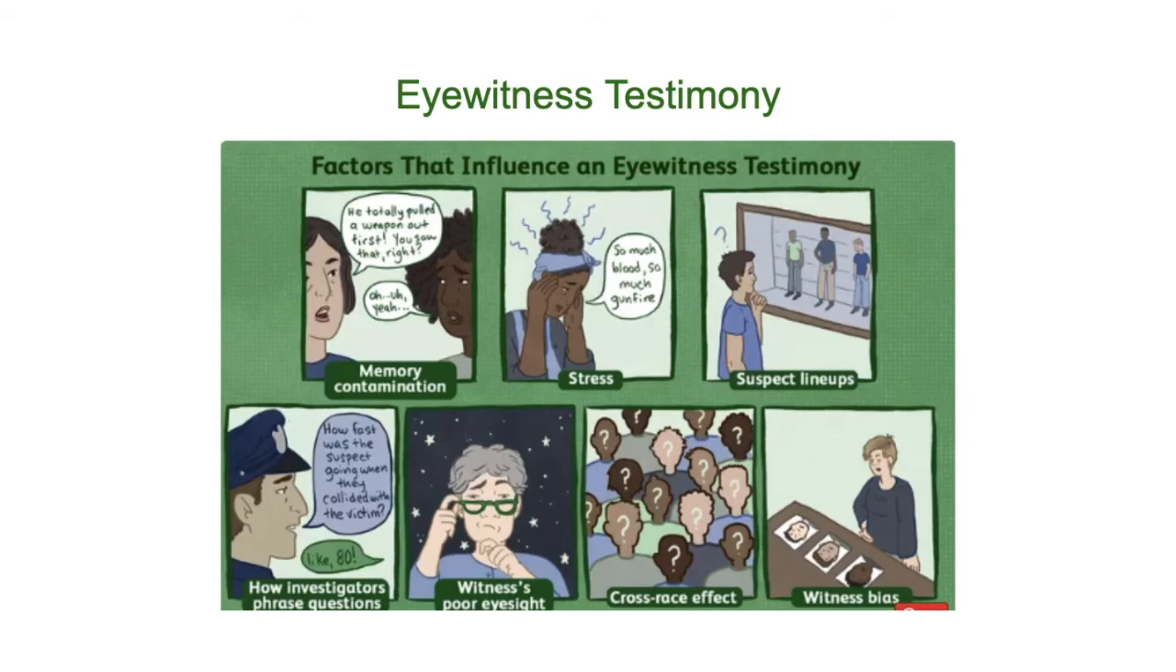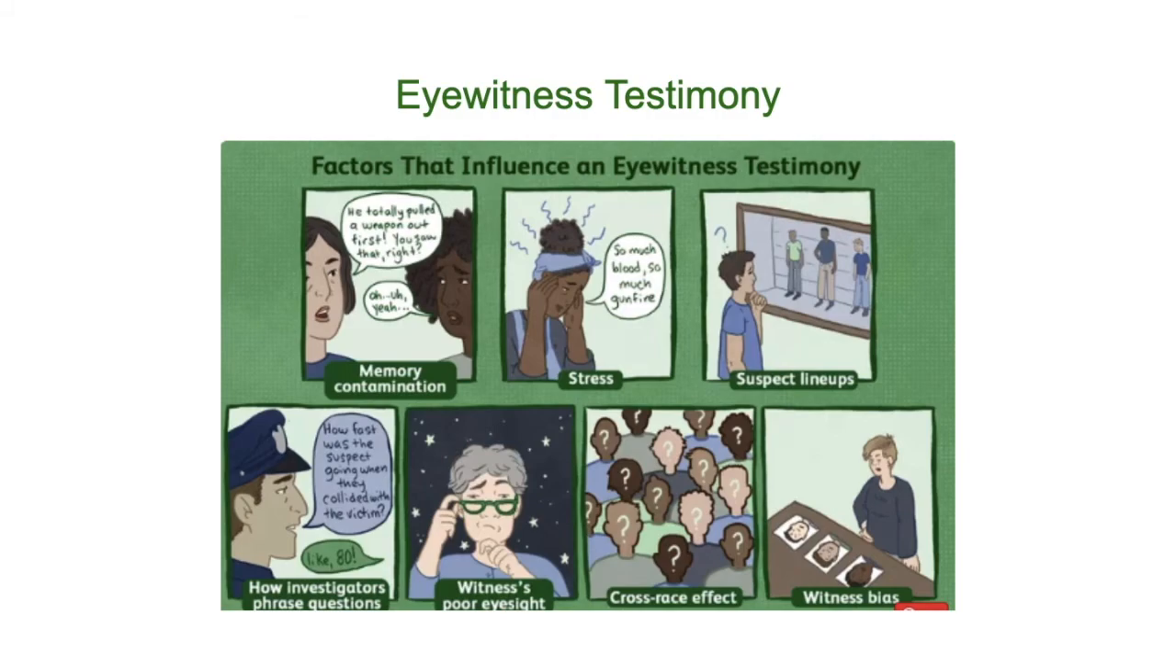Witness identifications contributed to approximately 71% of more than 360 wrongful convictions in the U.S. overturned by post-conviction DNA evidence. Eyewitness testimony can be affected by many factors. First, memory contamination. Eyewitness testimonies can be malleable when eyewitnesses talk to other eyewitnesses before speaking to law enforcement.